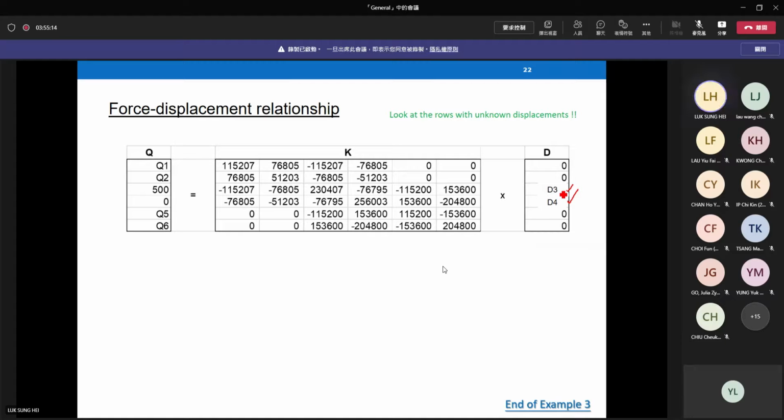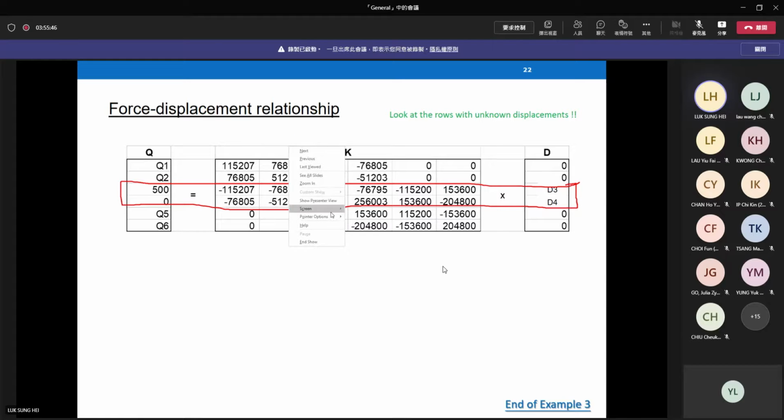This time it is not easy to directly observe where is schema 1, 2, and so on. But don't worry, code number will not affect the answer. And how can we deal with this problem? The trick is quite simple. Just consider the row with unknown displacement. Consider row 3 and row 4.